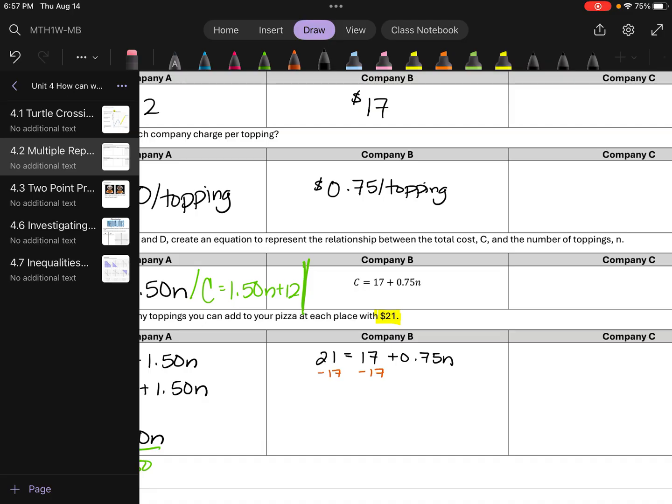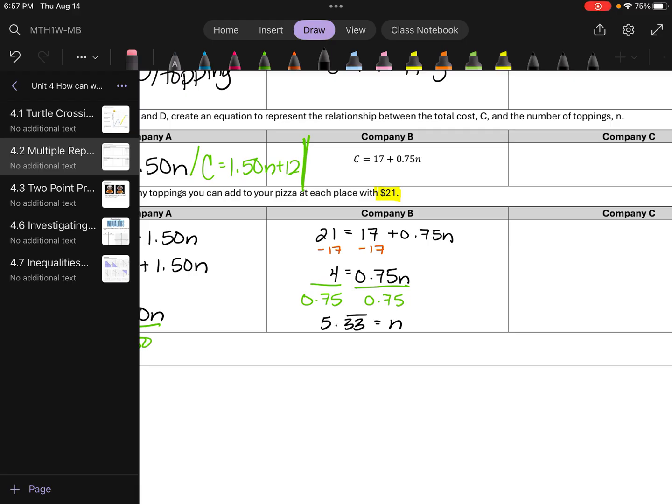So I'm going to subtract the 17 from both sides. I end up with 4 is equal to 0.75n. And then because the 0.75 is being multiplied by the n, I'm going to divide both sides by 0.75. And when I take 4 and divide it by 0.75, I end up getting 5.3333 repeated. But we can't order part toppings, so we're going to have 5 toppings with $21.